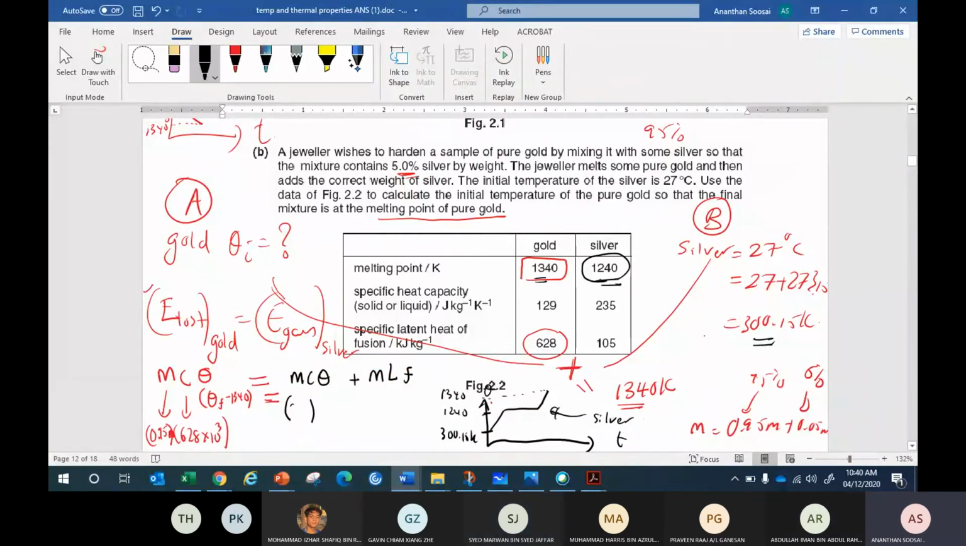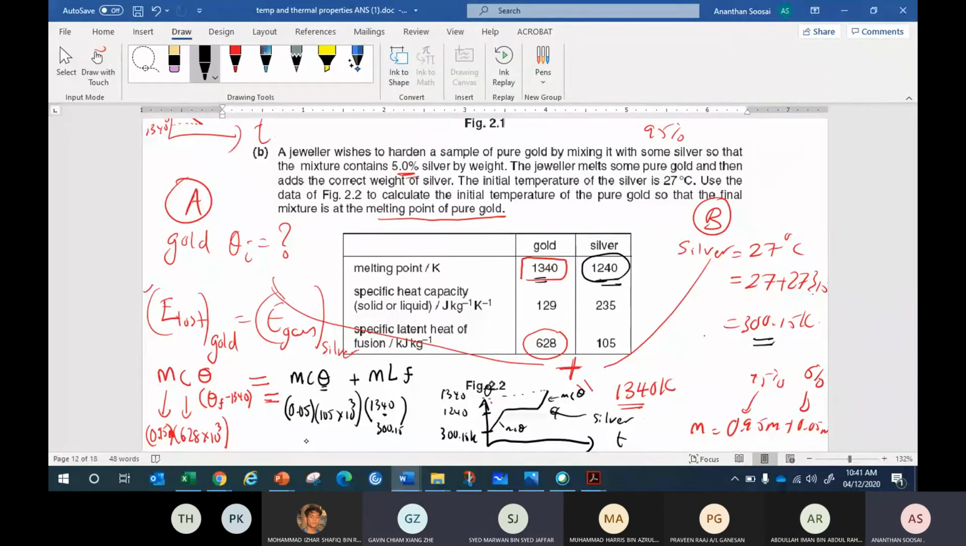So it's 5%, so I put 0.05. c, what is the c of silver? Specific heat capacity, 105. So I put 105 times 10 to the power of 3. Temperature change, how do you write? How much temperature change for silver? From 300. Here you have one mcθ, up here you have another mcθ. But these two mcθ can be added. So the temperature change is what? 1340 minus 300.15. You can merge them, both lines, the straight line. So 1340 minus 300.15.